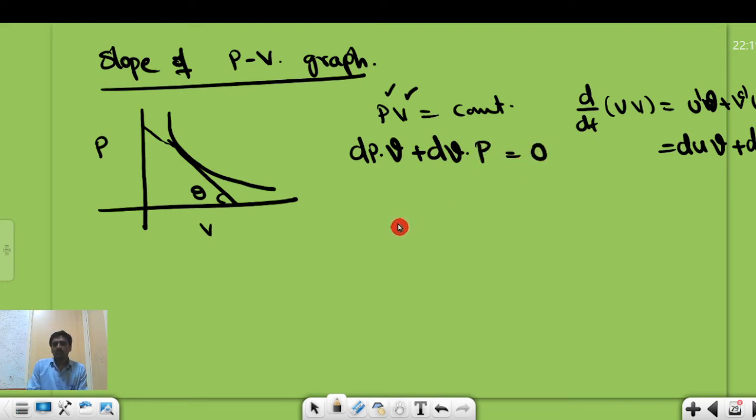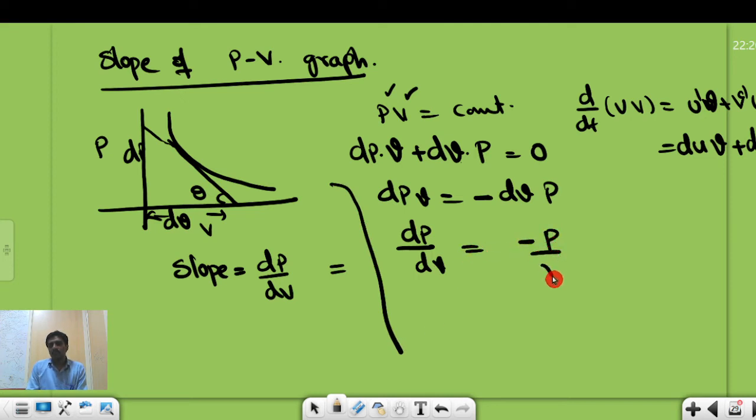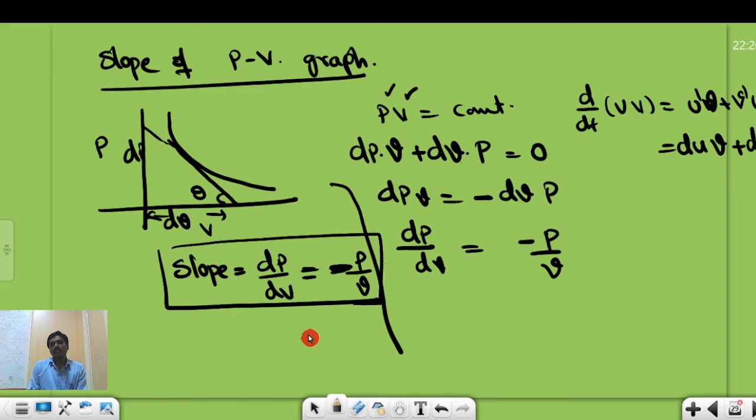Then our goal is to find out the slope, which is equal to opposite side dP, adjacent side dV, that is dP by dV we need to get. So in this equation, dP V is equal to negative of dV P, so dP by dV is equal to minus P by V. So the slope value is equal to minus P by V. This is a very important one we need to use to solve the problems.